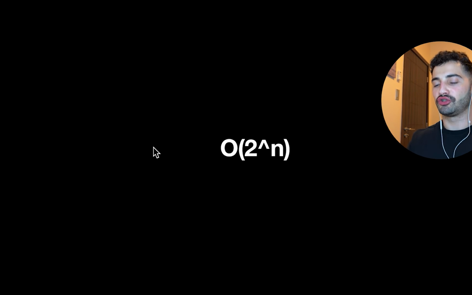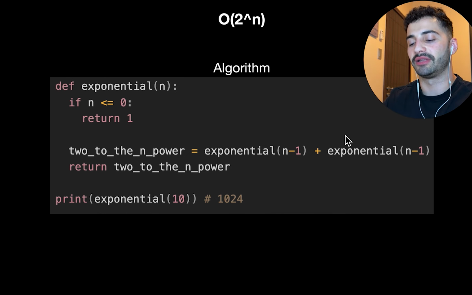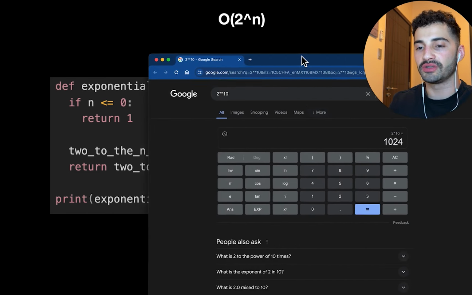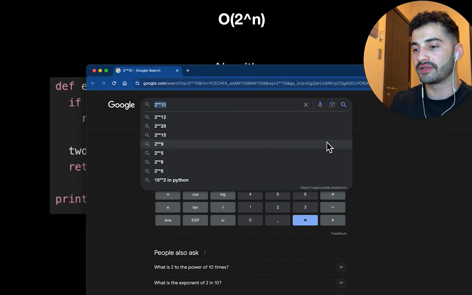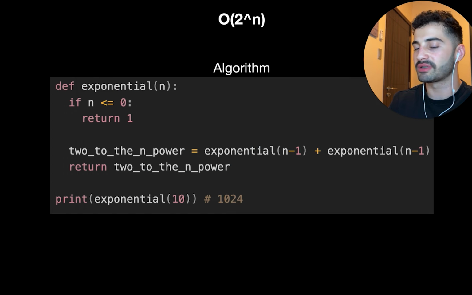All right, now let's talk about 2 to the power of n, or an exponential time complexity. Here's an example of an algorithm with an exponential time complexity. We can see here when the size of the input is 10, the output is 1024, which is actually 2 to the power of 10. So 2 to the power of 10 is 1024, because in this case, 10 represents the value of n because we pass in 10. And so it is 2 to the power of 10.